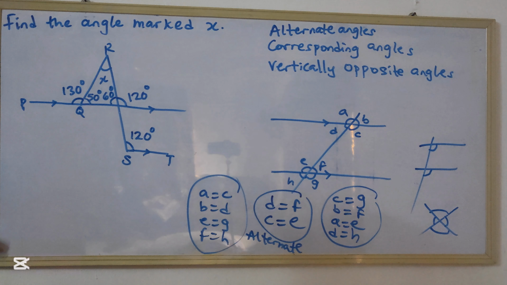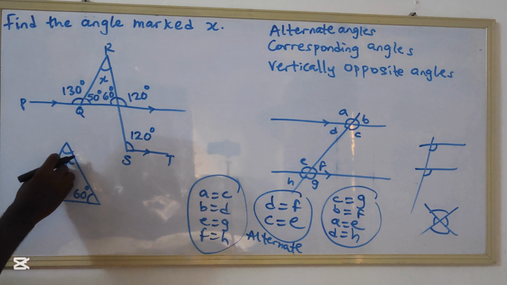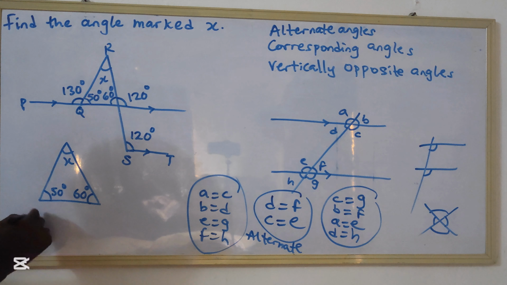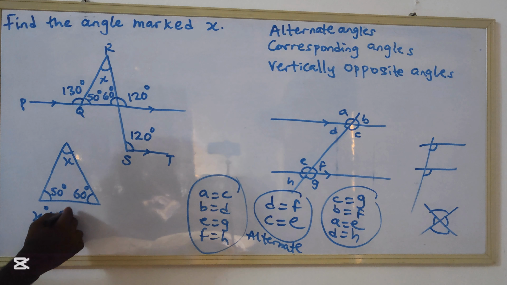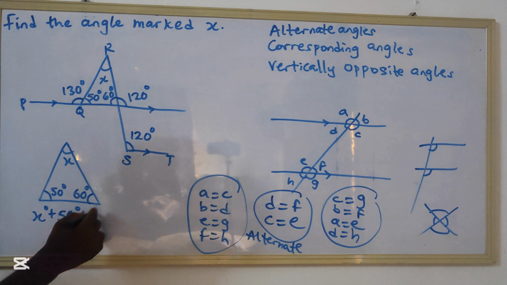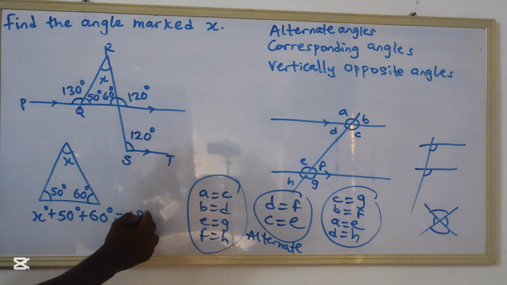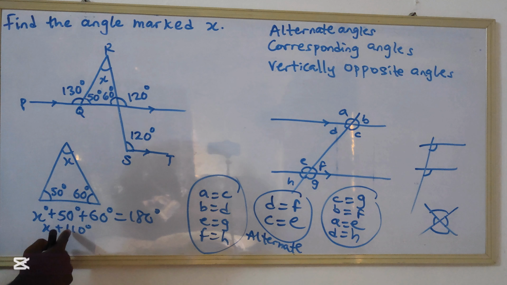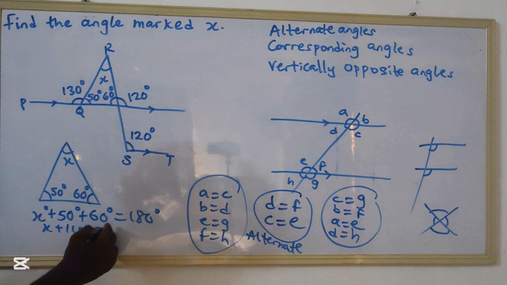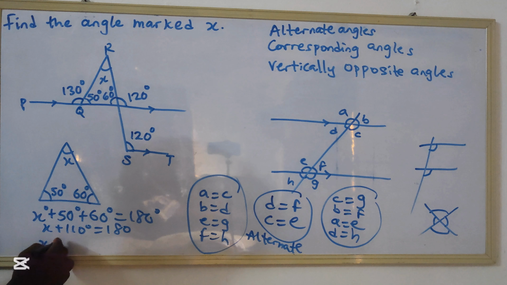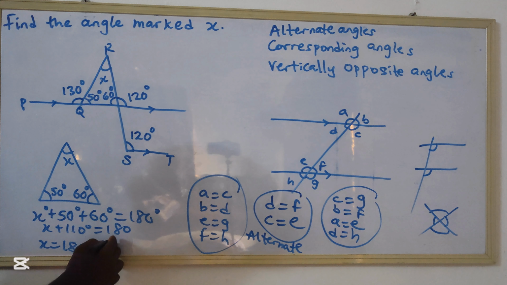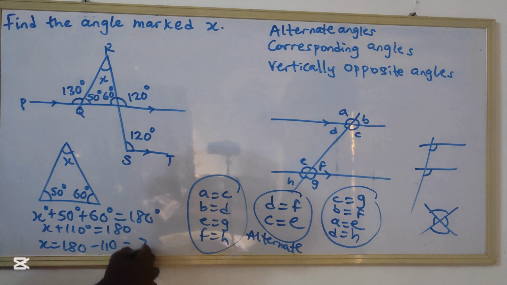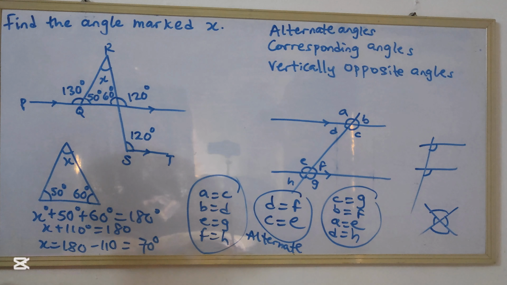And so at this point I have a triangle that looks like this. I can solve for x by simply equating the sum of these angles to 180. So x degrees plus 50 degrees plus 60 degrees is equal to 180. Then x plus 110, by adding 50 and 60, is 180. Then x is 180 minus 110, and my result is 70. So the value of x here is 70.